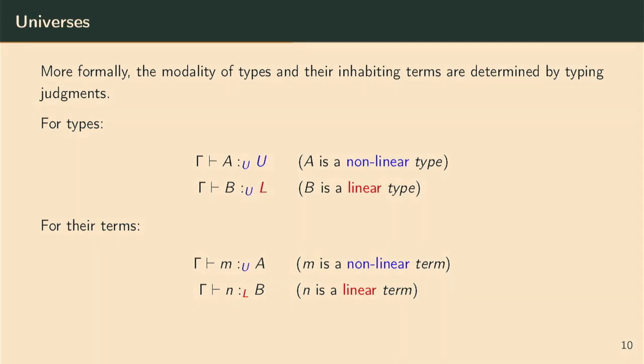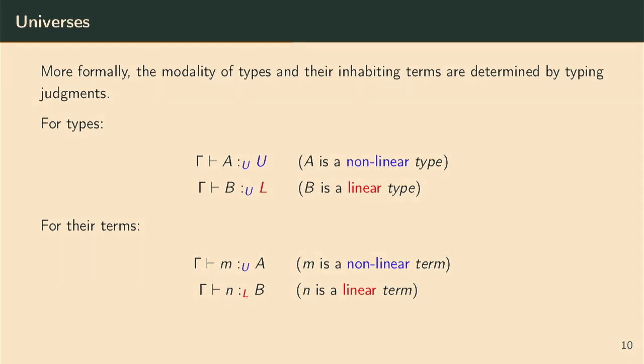So here you can also see that there are some annotations on the colons, and these simply help to propagate the information of the sorts from the universe level all the way down into the term level. So we can see at a glance that M is a nonlinear term because the annotation on the colon is a U, and N is a linear term because the annotation on the colon is an L. Okay, so now we have the universes sorted out.